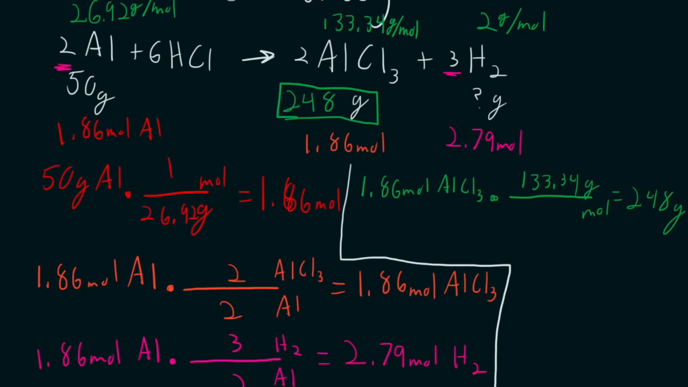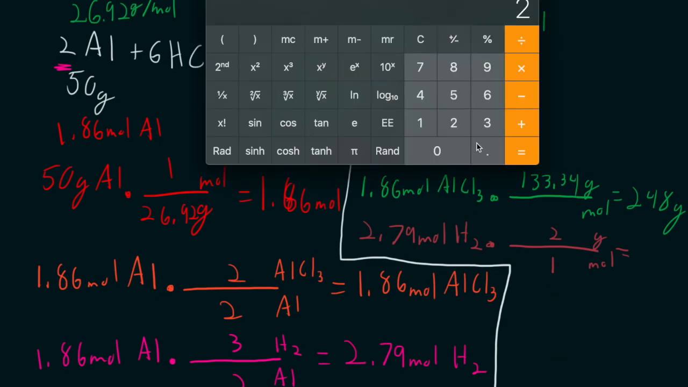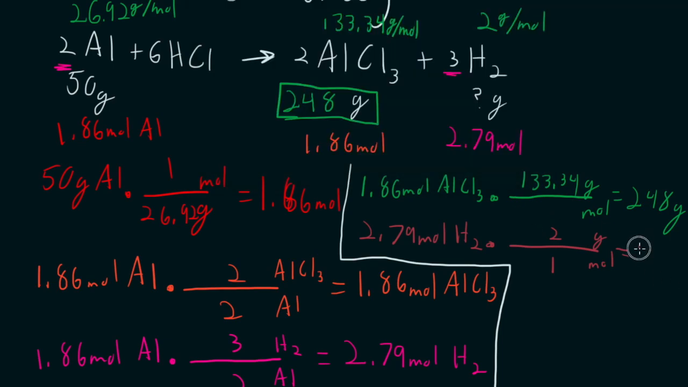Now we just need our other answer. Now we need to go with the hydrogen. So we've got 2.79 moles of H2. Now we need to convert from moles to grams. So for every 1 mole, we have 2 grams. That's just 2.79 times 2. It's 5.58. And there we go. So this one is 5.58 grams of hydrogen gas.